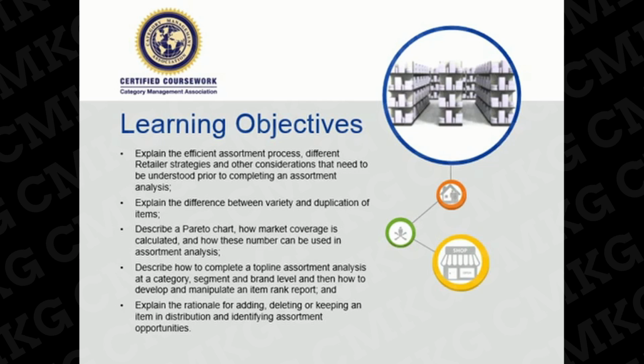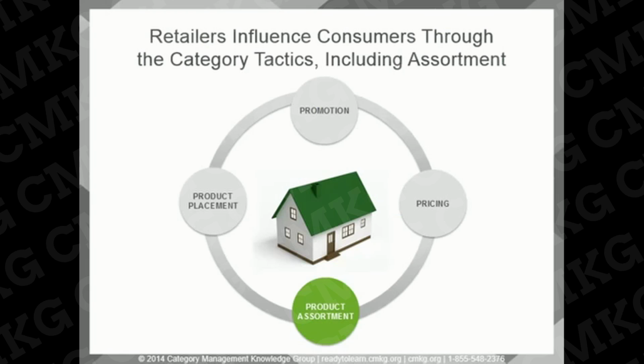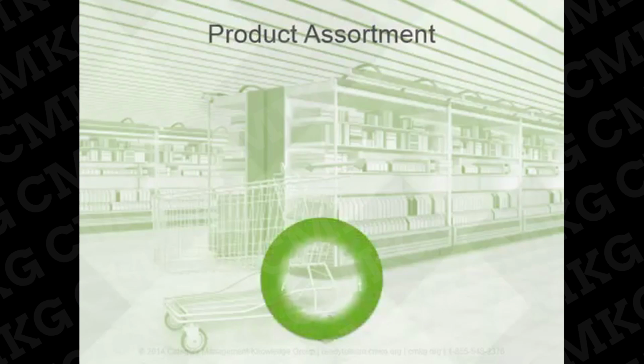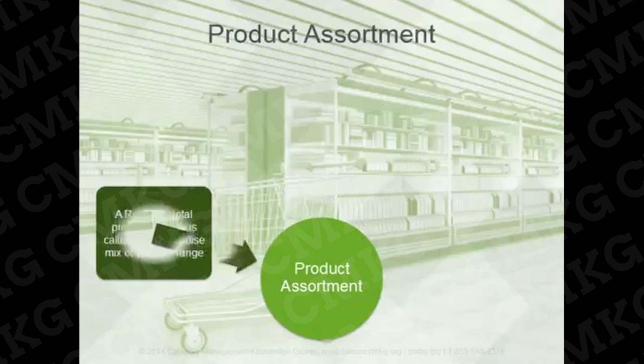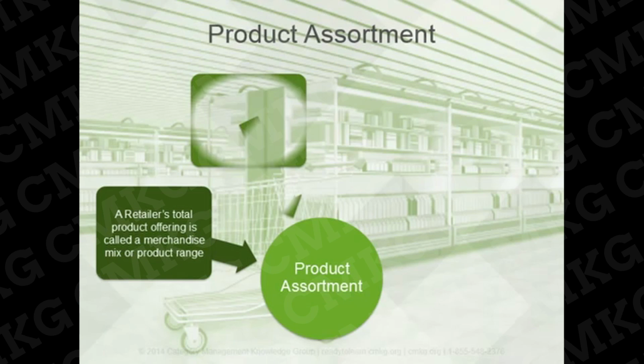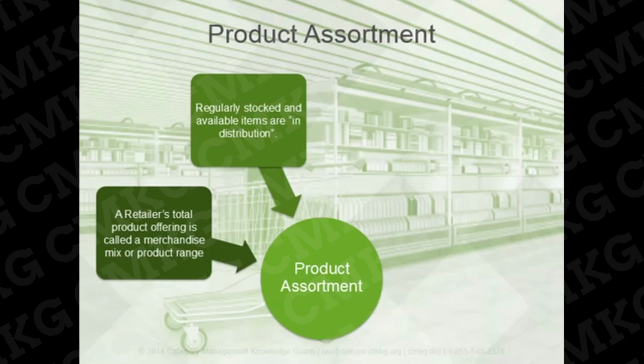Let's get started. First, let's better understand what assortment refers to. Product assortment is one of the tactics, or 4 Ps, and is the core of the retailing service. There are some important things to know about product assortment. A retailer's total product offering is called a merchandise mix or product range. If a product is available for purchase, it's often referred to as in distribution.